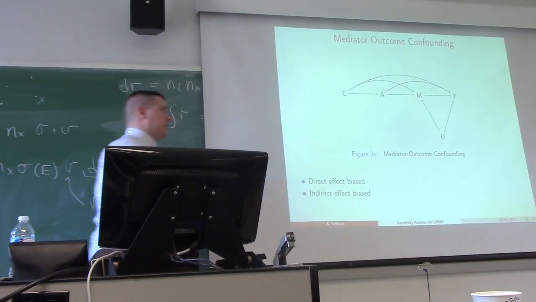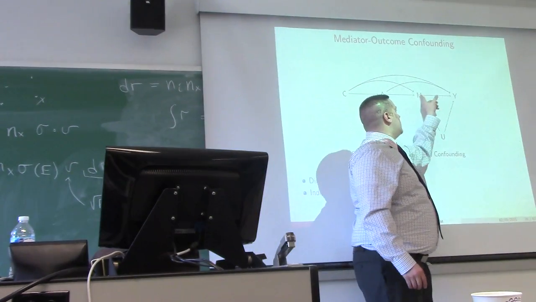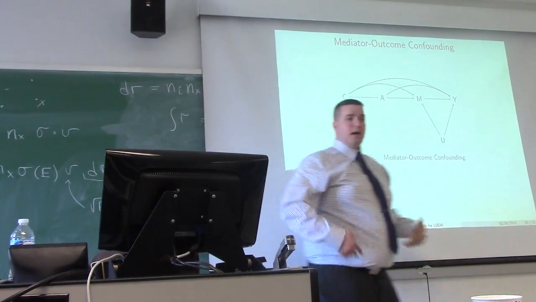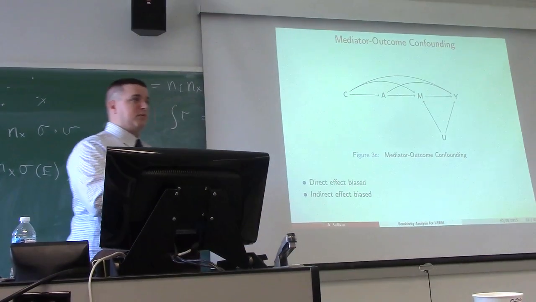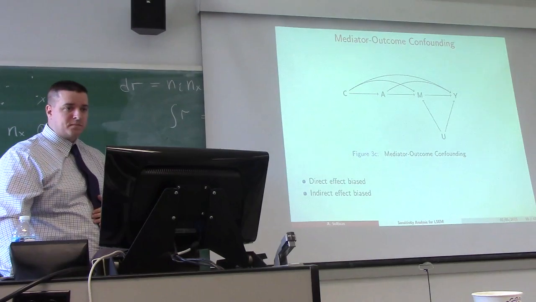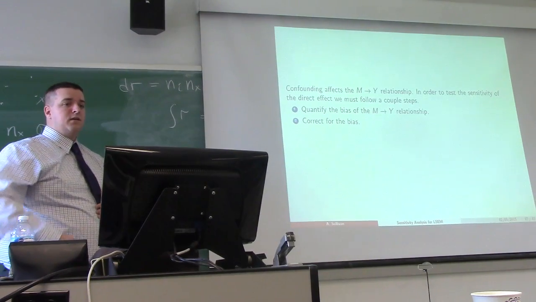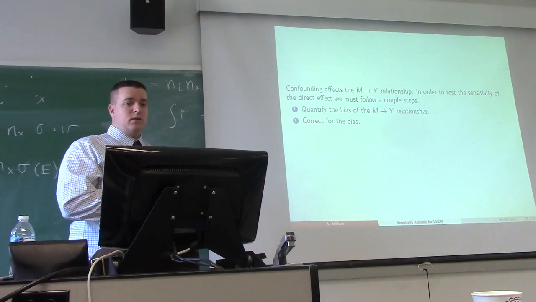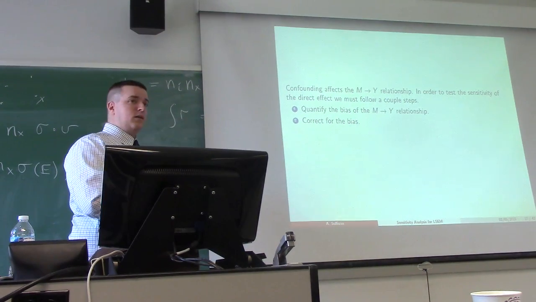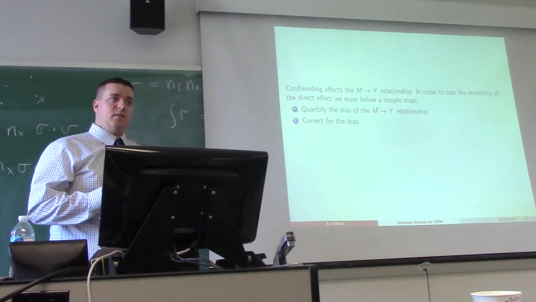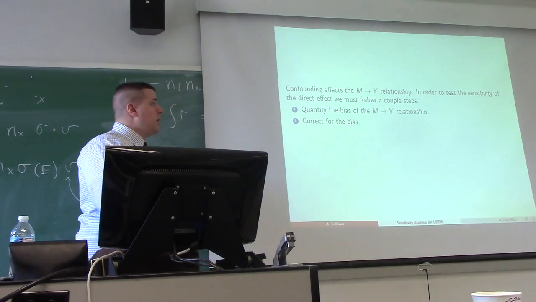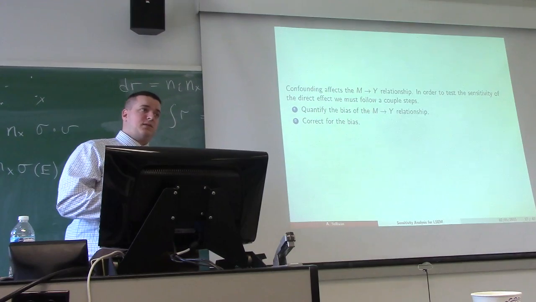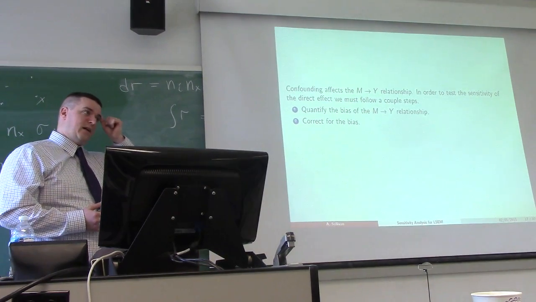The reason the indirect effect is biased, again, is that this arrow might not even be present in the model. So there might not be any impact of the mediator on the outcome. Okay. So we know that confounding affects this mediator-outcome relationship. So we want to first of all try to quantify the bias that's present here. And I want to try to correct for that. So that's basically the two steps of sensitivity analyses.